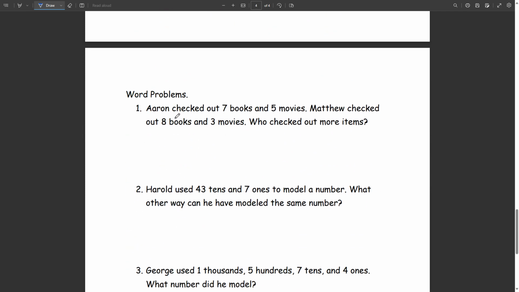Finally, we are on word problems. Aaron checked out 7 books and 5 movies, Matthew checked out 8 books and 3 movies, and we want to know who checked out more items. So let's add Aaron's books and movies, which is 7 plus 5. 7 plus 5 equals 12, and then we do 8 plus 3, which equals 11. So 12 is the bigger number, so Aaron had more items with 12 total. So we can write Aaron and 12.